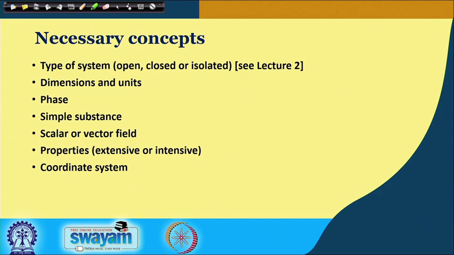Now, we see what kind of concepts are necessary to do this balance equation. First is to know the type of the system, like open system, closed system or isolated system, about which you have already learnt in the previous lecture number 2. Other than that, the dimension, unit, phases, then you should know what is simple substance, then you should also know what is scalar field or vector field, what are properties and what are the coordinate systems. So, all these things you should know about before you start modeling.